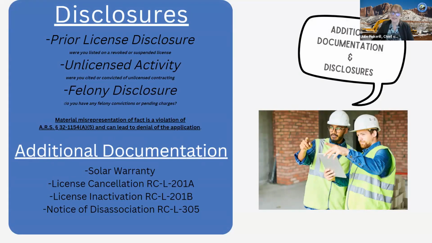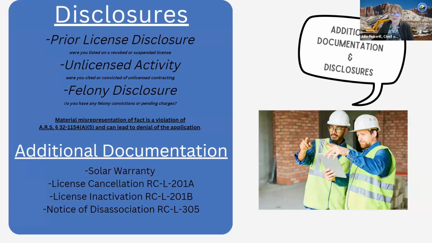Disclosures. So the prior license disclosure is something that you would fill out and list if you were listed on a revoked or suspended license, definitely in any state. So whether it's here or elsewhere, we do need to know that information. If you have had unlicensed activities, in other words, if you were cited or convicted of unlicensed contracting, you would fill out that document and submit that with your application. And then again, if you have felonies, you would disclose that on the felony disclosure. If you have any felony convictions or pending charges.